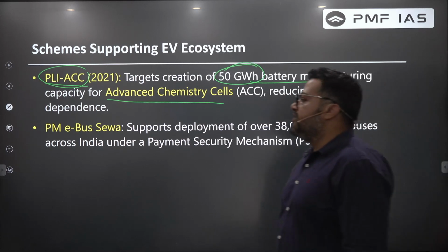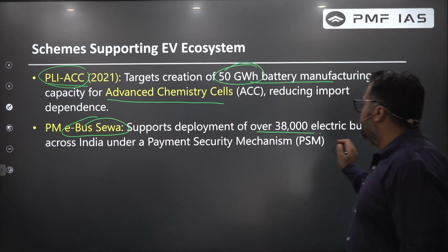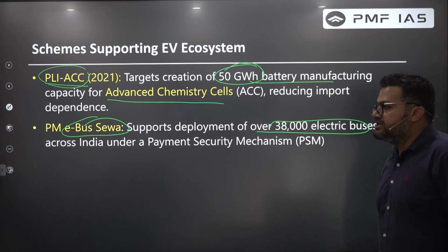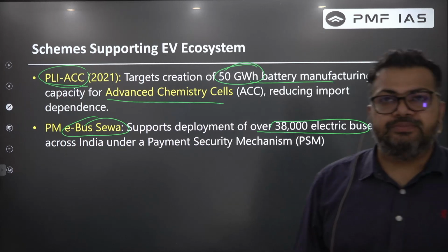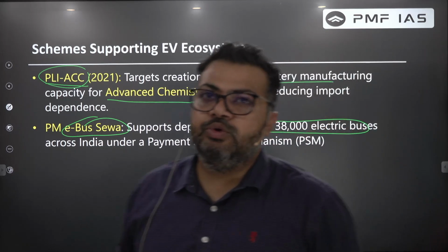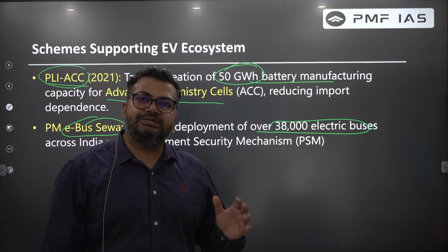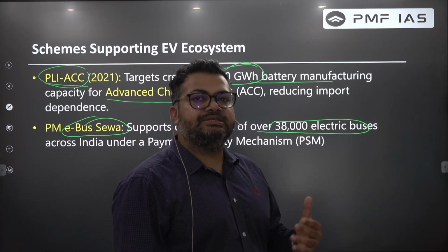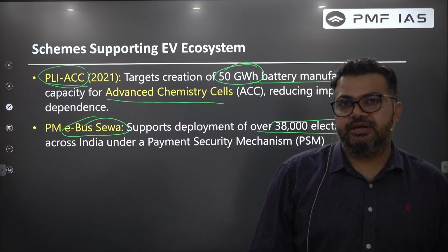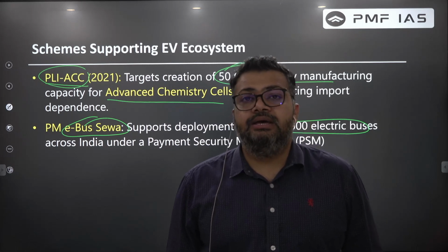Then guys, we also have PM E-Bus Seva. It is basically to deploy over 38,000 electric buses across the country under a payment security mechanism, right? Where buses would be launched, and then their owners will be given some kind of ways of ensuring the payments are given over a period of time, not immediately, right? So these are basically the schemes that were already there in the country.